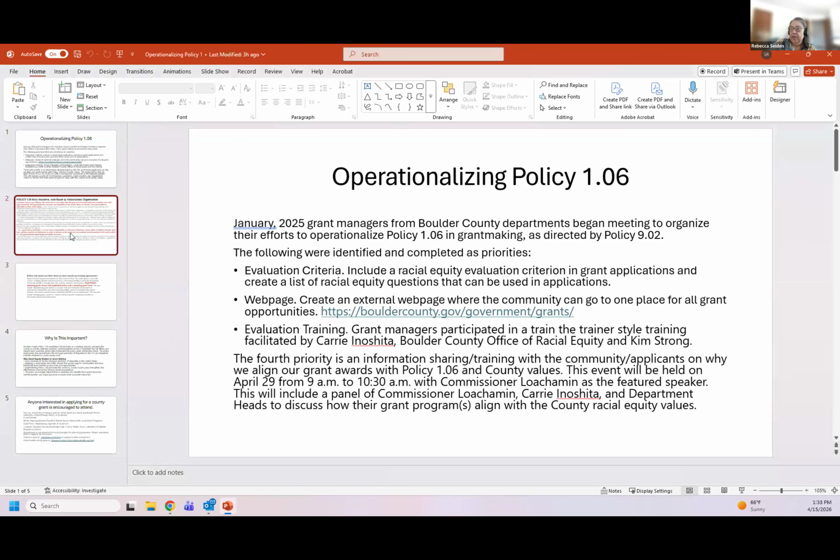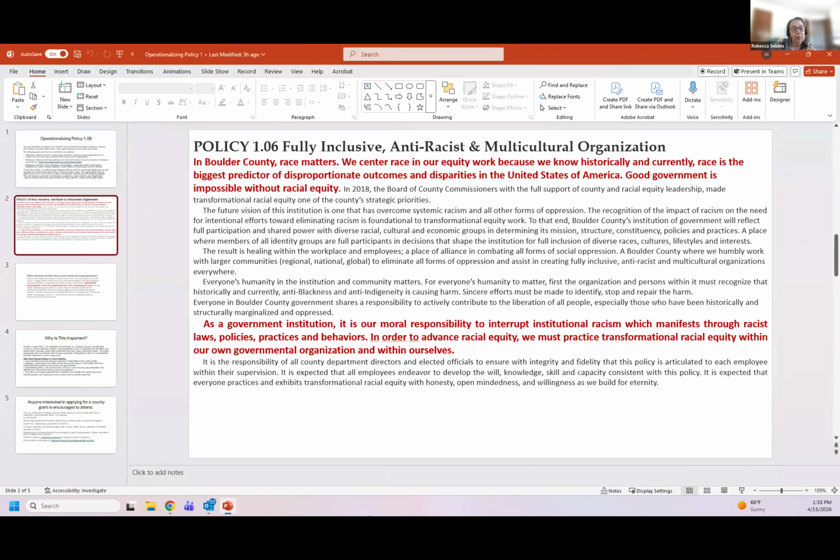This is our Policy 1.06. It's fully inclusive. And you can see at the top, in Boulder County, race matters. We center race in our equity work because we know historically and currently, race is the biggest predictor of disproportionate outcomes and disparities in the United States of America. Good government is impossible without racial equity. And as you'll see also down in red, another very important statement by the county.